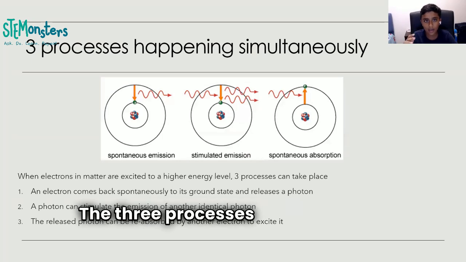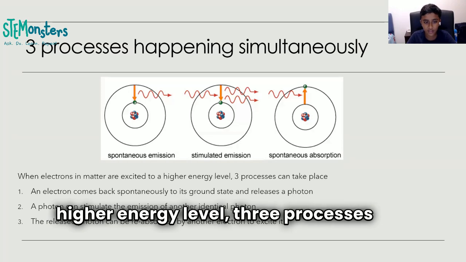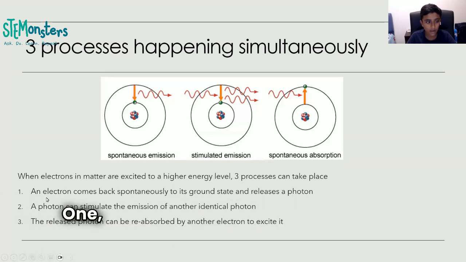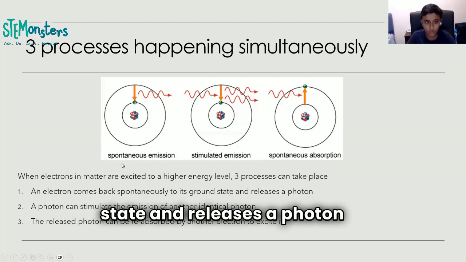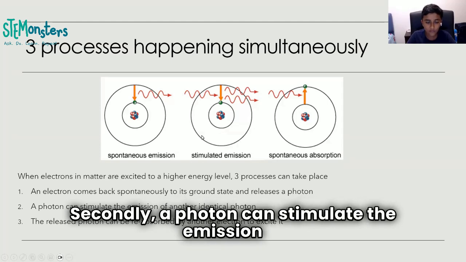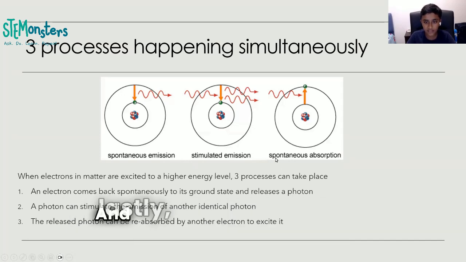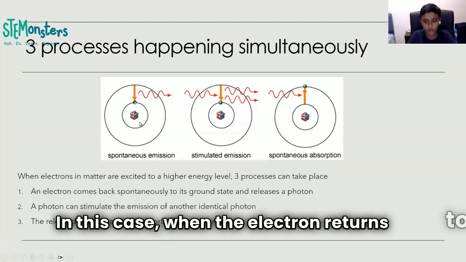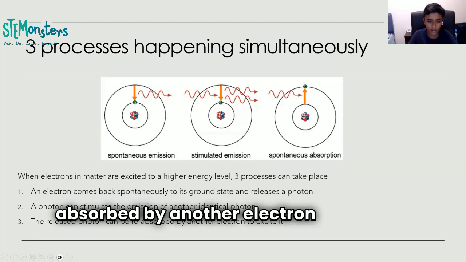So three processes are happening simultaneously. When electrons in matter are excited to a higher energy level, three processes can take place. One, an electron comes spontaneously back to its ground state and releases a photon through spontaneous emission. Secondly, a photon can stimulate the emission of another identical photon, which is stimulated emission. And lastly, there's spontaneous absorption. In this case, when the electron returns to its ground state, the photon released will be absorbed by another electron to excite it further.